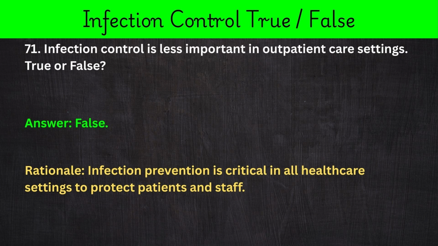71. Infection control is less important in outpatient care settings. True or false? Answer: false. Rationale: infection prevention is critical in all healthcare settings to protect patients and staff.